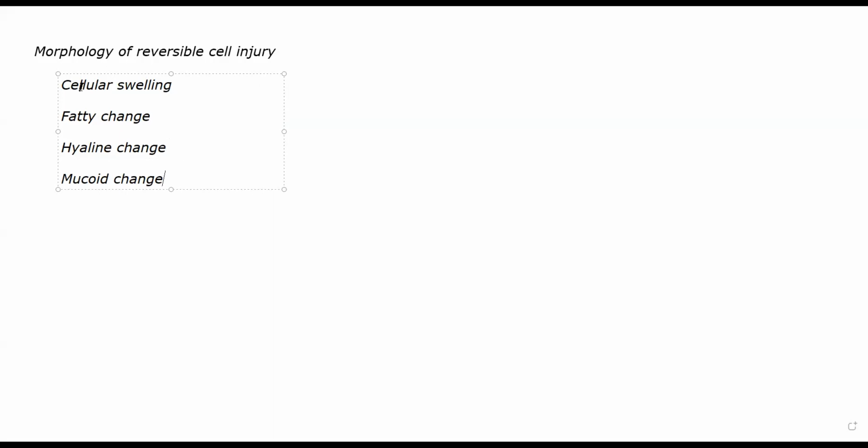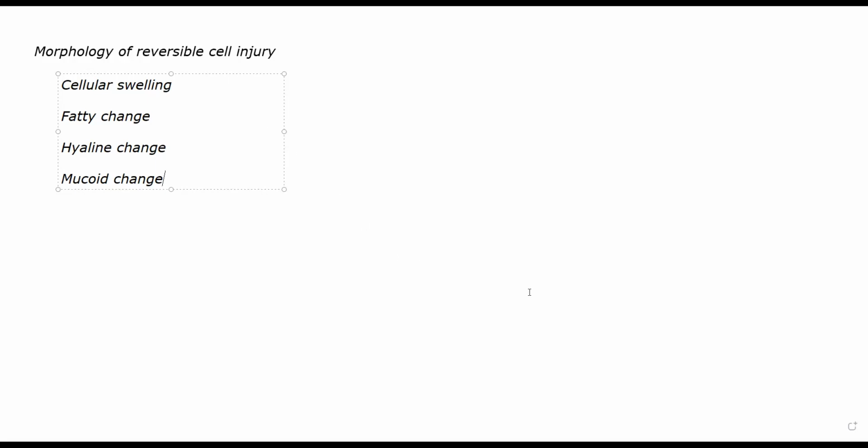So there are four main things that will happen in reversible cell injury morphologically. Okay, the shape change and the physical change that you will see in a cell. If you look at it under a microscope, you will see four things. One is that the cell is swelling; it will become bigger in size. Okay, it is not hyperplasia. The cell is swelling. It will get filled up with fluid, right?